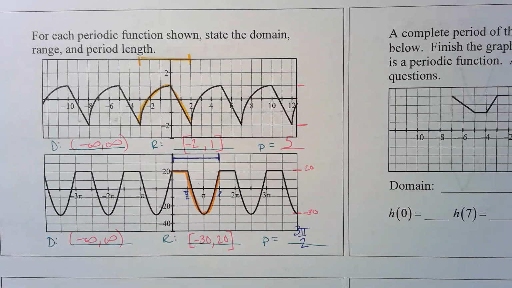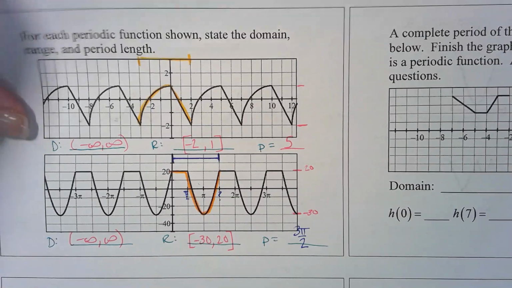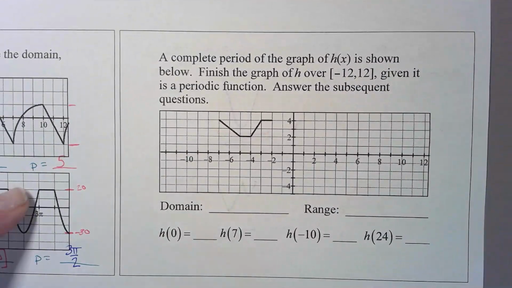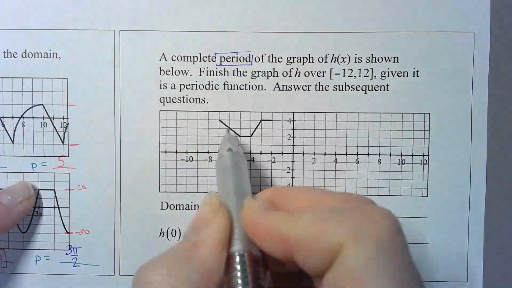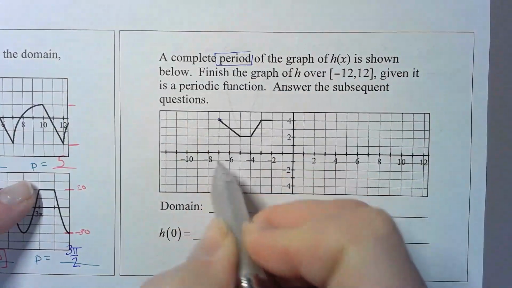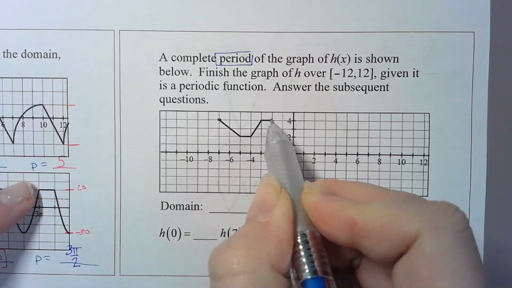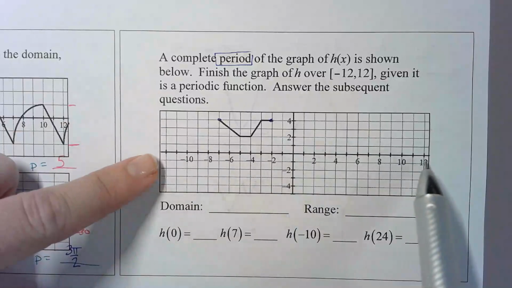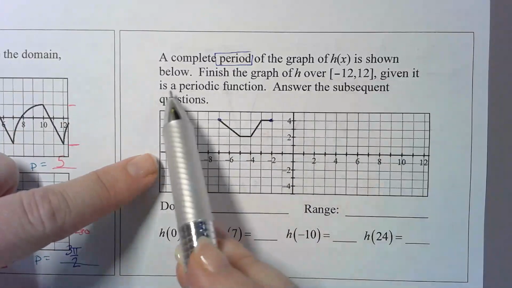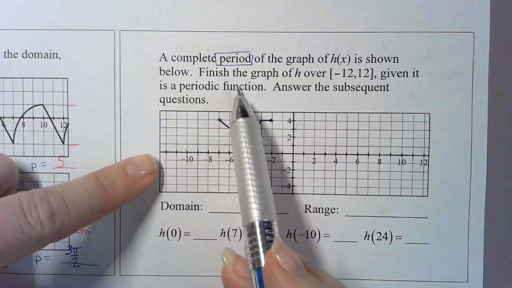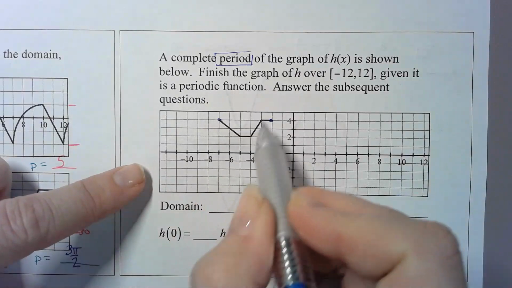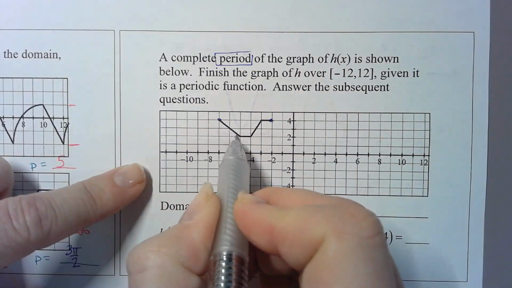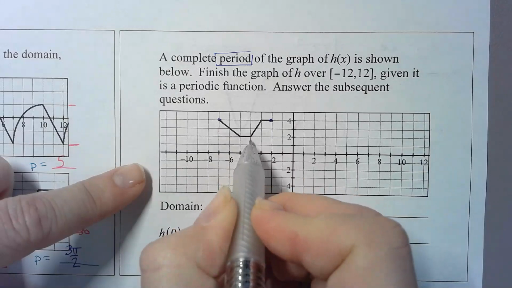Okay. All right. So let's take a look at this next one. It says a complete period of the graph of h of x is shown below. So a complete period, starting from -7 and going to -2. Finish the graph on the interval -12 to 12, given that it is a periodic function. Oh, well, they showed us one period. We're just going to keep it going. I've got 1, 2, 3, 4 pieces to this period.